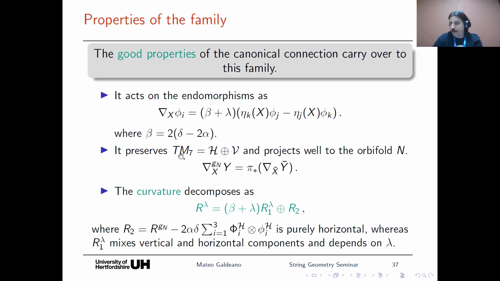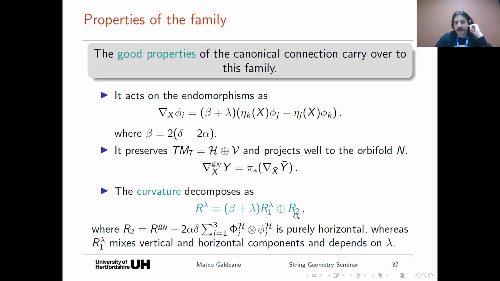But yeah, it still preserves this splitting in the tangent bundle, projects well to this orbifold, and the curvature has a nice behavior and has this decomposition. So in this decomposition, there is a part, this R2 part, that is purely horizontal. And then there's this R1 part that mixes vertical and horizontal components. Vertical and horizontal meaning components in the sense of this splitting.